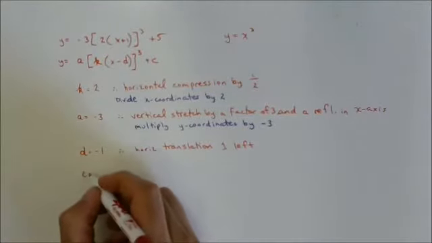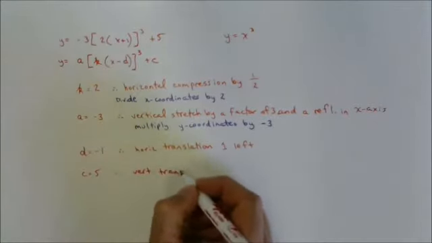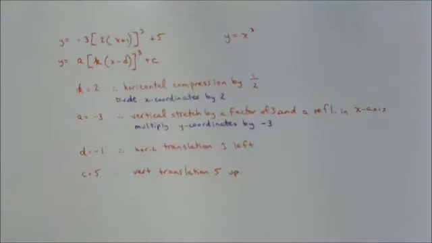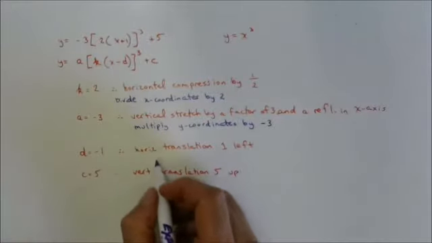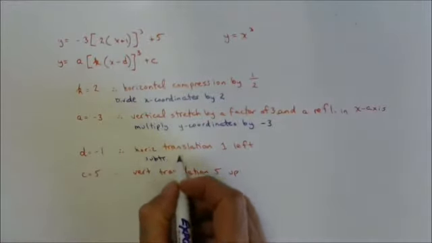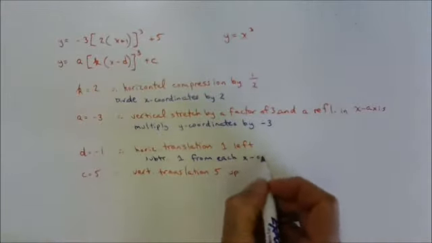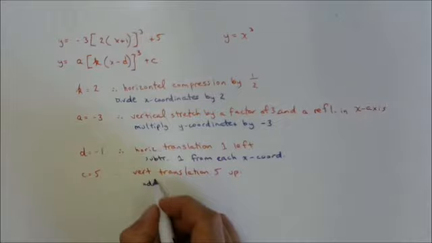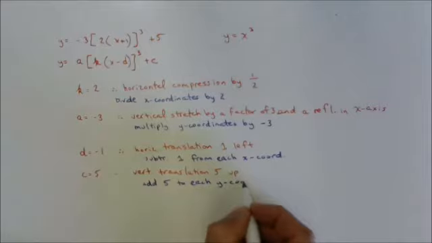And c equals 5. That's a vertical translation, 5 up. How do we apply those if we're rewriting our coordinates from column to column, as you see in the little chart below? Well, horizontal translation, 1 to the left, just subtract 1 from each x coordinate. And how do we move it up? Well, we add 5 to each y coordinate.